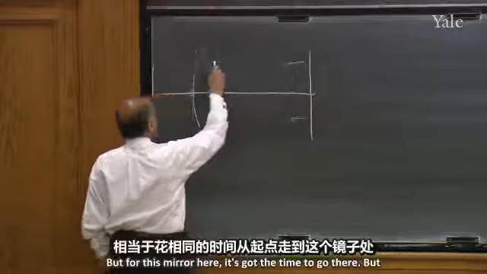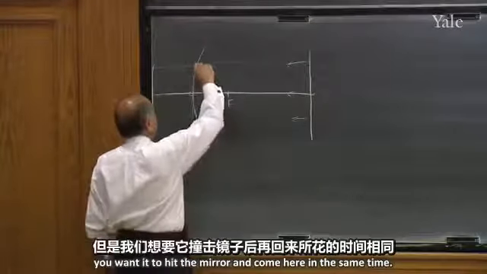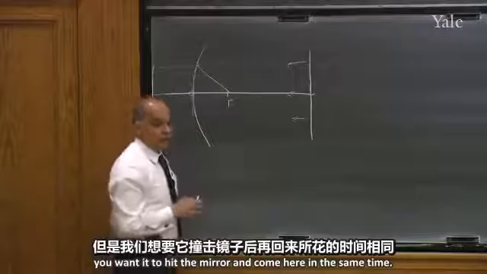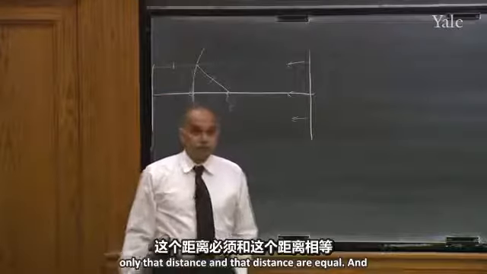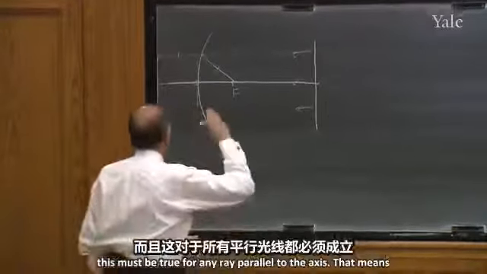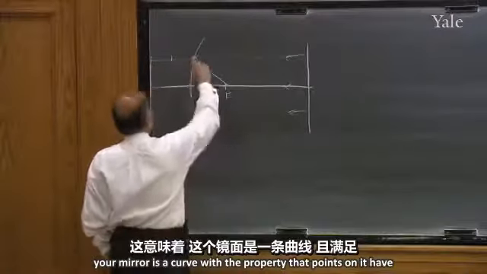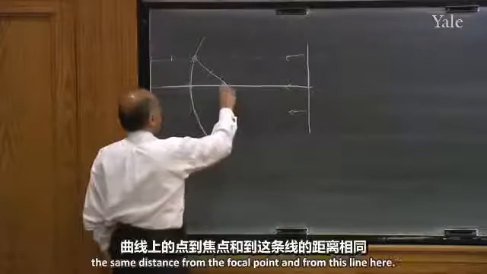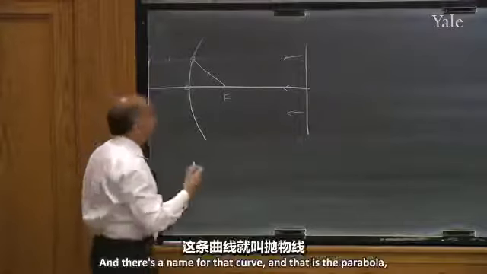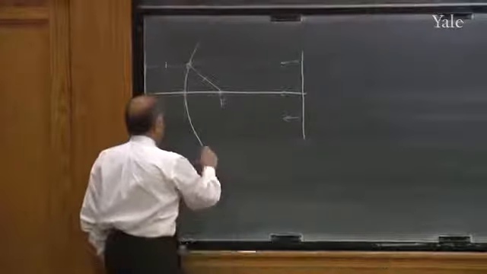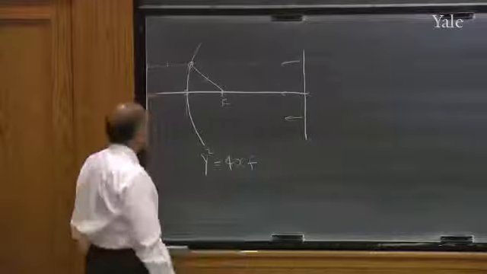See, but for this mirror here, it's got the time to go there. But you want it to hit the mirror and come here in the same time. That means it'll happen only if that distance and that distance are equal. And this must be true for any ray parallel to the axis. That means your mirror is a curve with the property that points on it have the same distance from the focal point and from this line here. And there's a name for that curve, and that is the parabola, and it satisfies the equation y squared equals 4xf, where f is the focal length. I derived that for you.